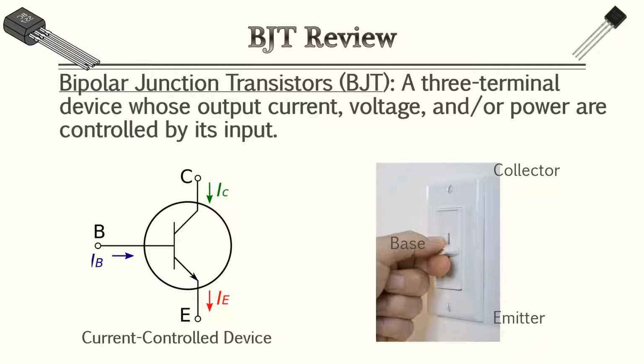To give you some imagination of how it operates, in a very crude manner, look at the illustration below. You'll see a person adjusting a dimmer switch. The person controlling it, you can consider the base. They're controlling the flow of current through the collector and the emitter going to the light in your room. So that'd be a very crude manner of how to imagine how a BJT works.